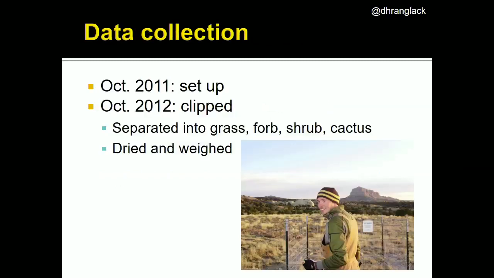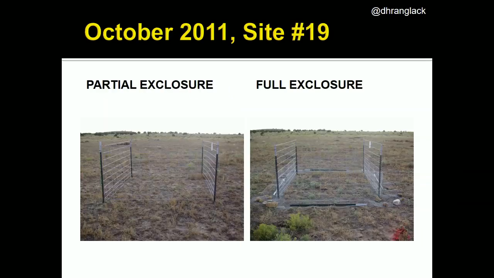These were set up in October 2011, just before the cattle were released into the area, and then we returned a year later, clipped the standing crop of vegetation, and then separated it into grass, forb, shrub, and cactus, and dried and weighed it for analysis. I'm just going to talk about the grass component now, because we didn't find any significant differences in our other vegetation types. So this is what it looks like on the ground.